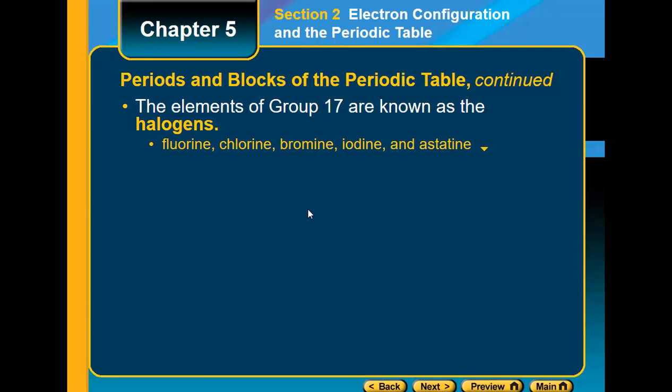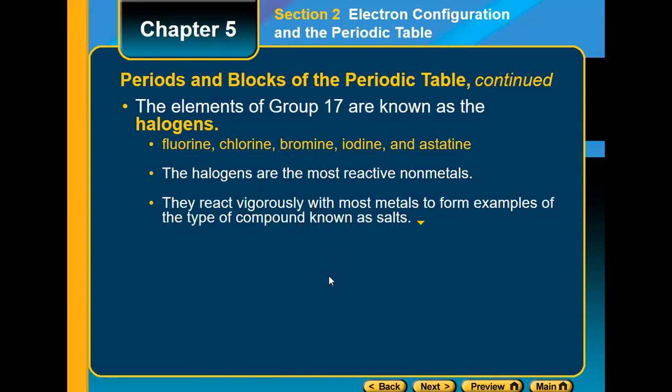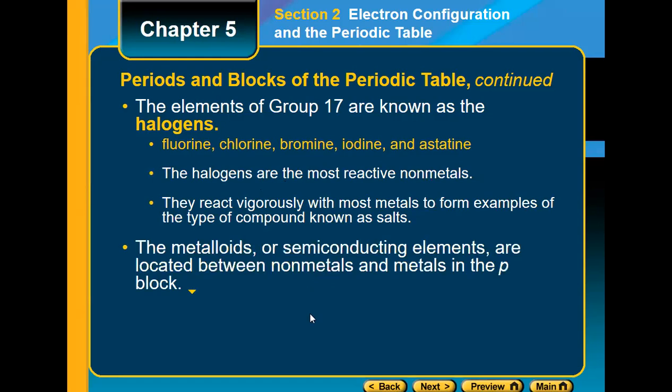The elements of group 17, the column before the last, we call halogens, or group 7A. They include fluorine, chlorine, bromine, iodine, and astatine. These halogens are the most reactive non-metals. Their outer energy level has just 7 electrons, so they can easily gain 1 electron and react very vigorously. They react easily with metals, especially group 1 and group 2, and form compounds known as salts.